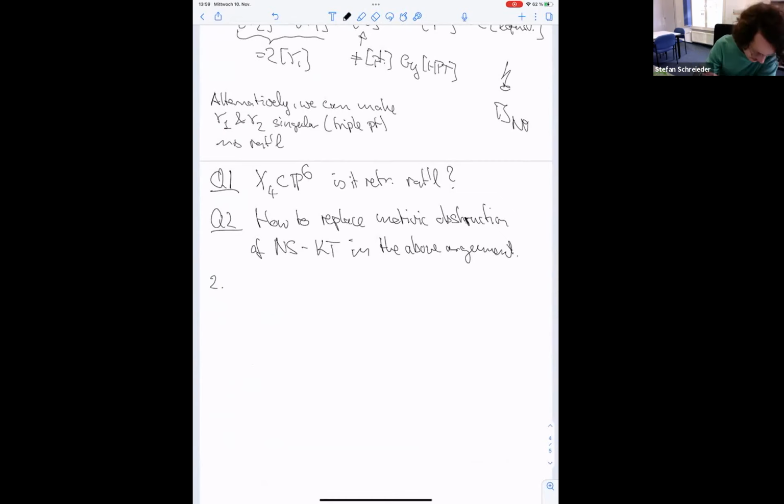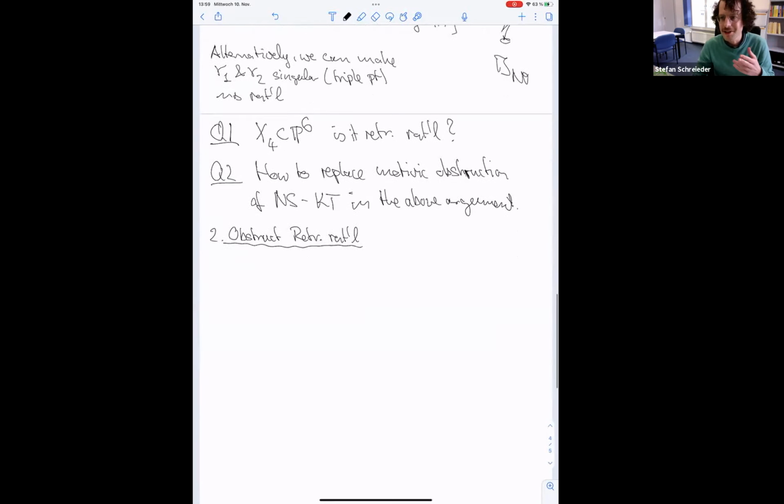So let me start out very simple. How do we obstruct retract rationality? And this, in fact, also explains why this is a very natural notion. If you see it for the first time, you might think this is strange, but it's very natural. So assume that you have a functor from smooth projective K-varieties to abelian groups, which is functorial for rational maps. So either contravariantly or covariantly functorial for rational maps. One of the two, doesn't matter.